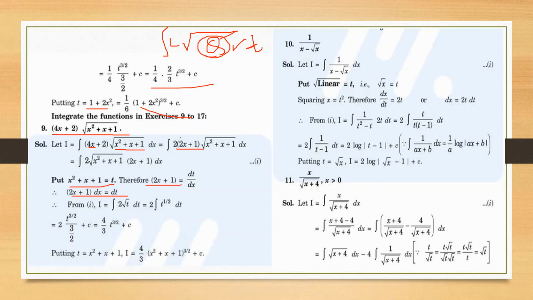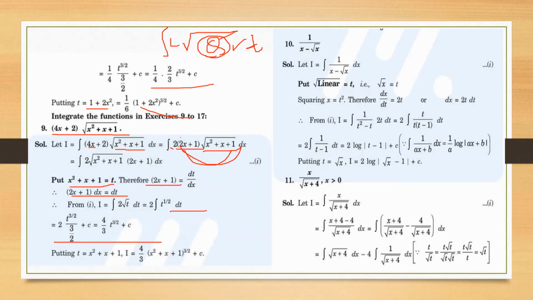This is your root t, and this dx along with this term will give you dt. So it becomes 2t raised to power half, which can be integrated using the power rule as 2 times t to the 3 by 2 upon 3 by 2 plus c. Now put back the value of your t, and this is the desired answer.